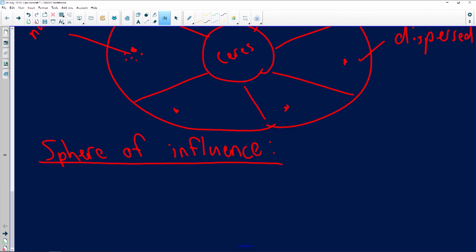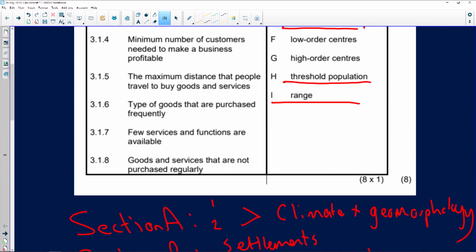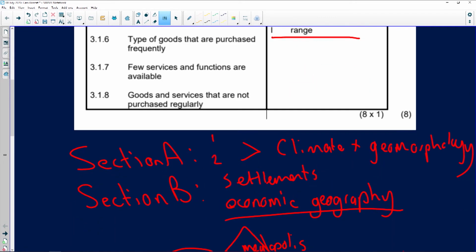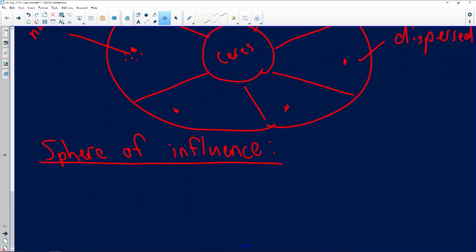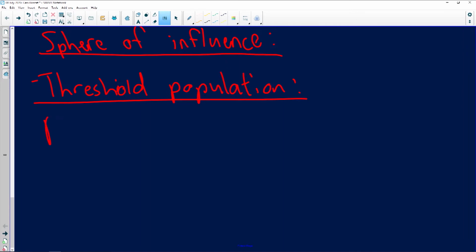I just want to write each and every one of them down, and have a look at the threshold population and the range. Sorry, just want to wipe that off. Start all over. And lastly, the range. Now I'm going to start with range first, and I'll work my way back up.